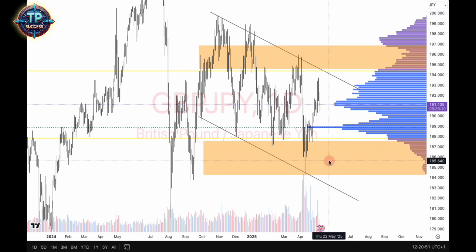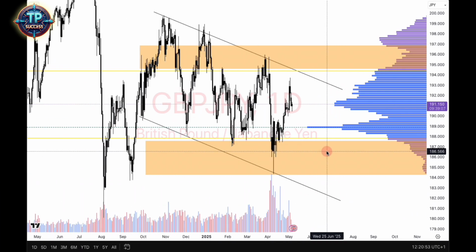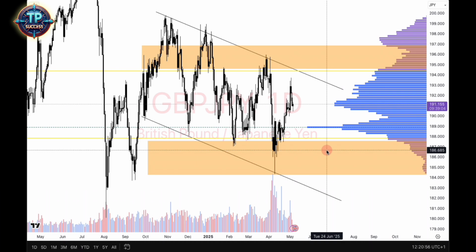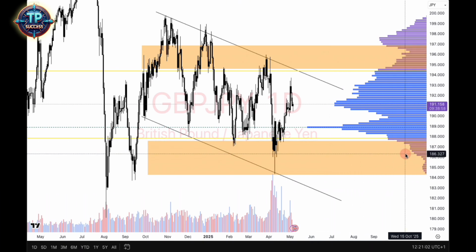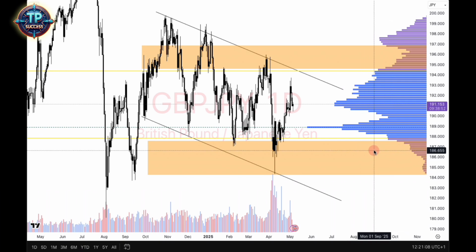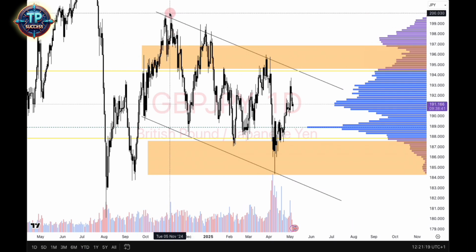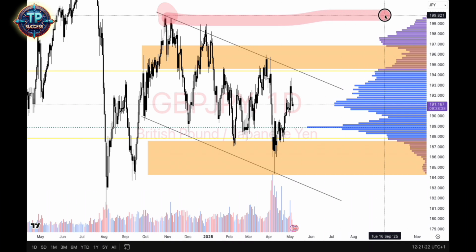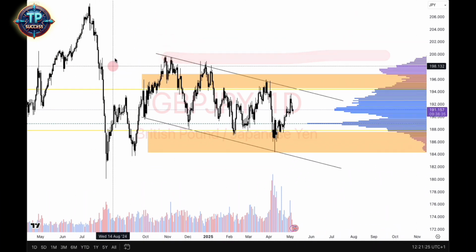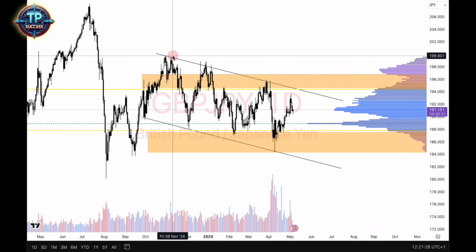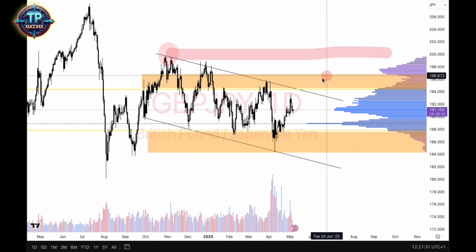Why I say that is between these two zones over here, these are the noticeable low value nodes that we're looking at right now. That is here, and that is here. These are the low value node areas, and this is based on using the volume profile, selecting from this position. So everything behind we're ignoring. We're only looking at it from over here this way.